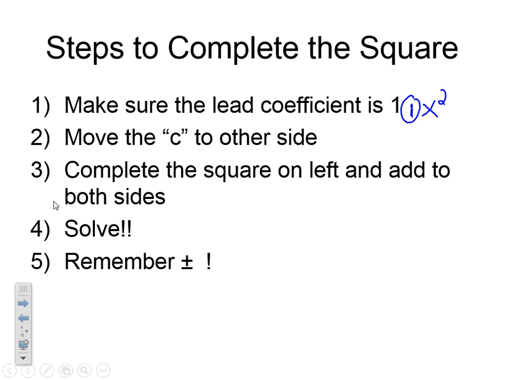Move the c to the other side. Complete the square on the left and add to both sides. So that's what we did in that last video. Then we need to solve, and we need to make sure we remember our plus or minus. It's very, very important.